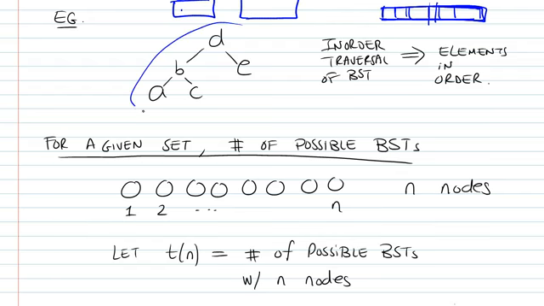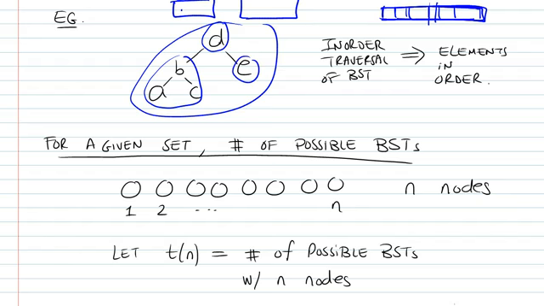So for example, if this was our tree, this is actually a binary search tree because, as you can see, suppose we looked at D. All the elements to the left are actually less than D. A, B, C come before D. And all the elements to the right are greater than D. E comes after D. And same for B here.